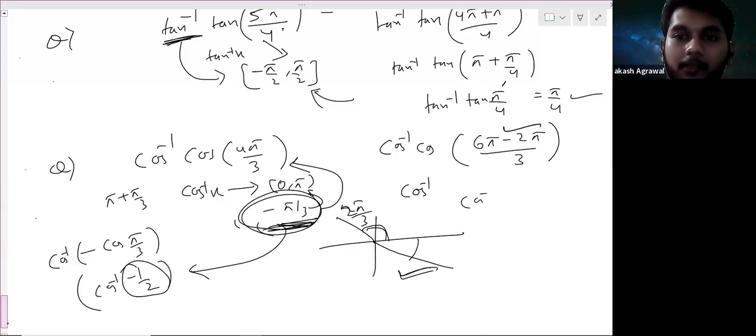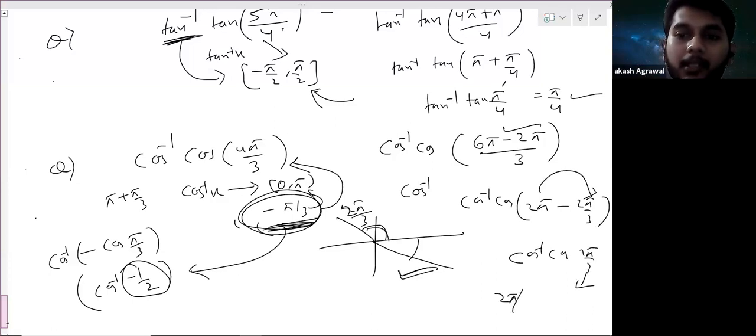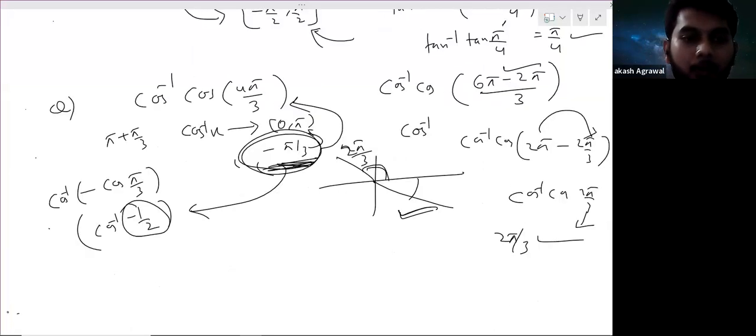Okay, so cos inverse cos, this is 2 pi minus 2 pi by 3. So 2 pi minus theta is also cos theta, because cos is positive in the fourth quadrant. So cos inverse cos 2 pi by 3 lies between the ranges, so the answer is 2 pi by 3. Did you understand, or did I teach too fast? Understood, sir. Okay, so let's ask you a few formulas.